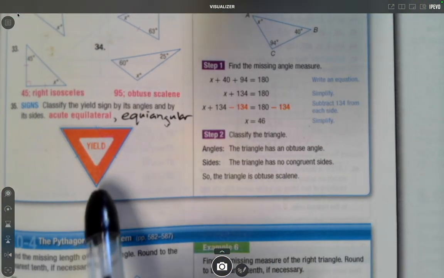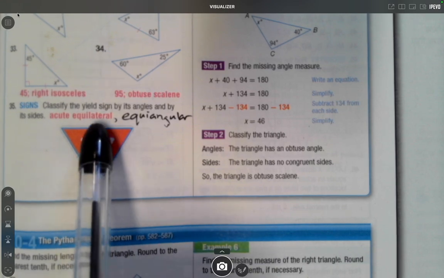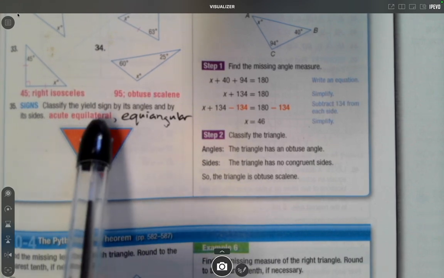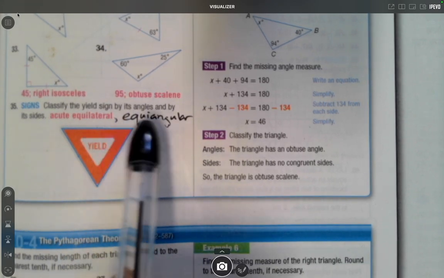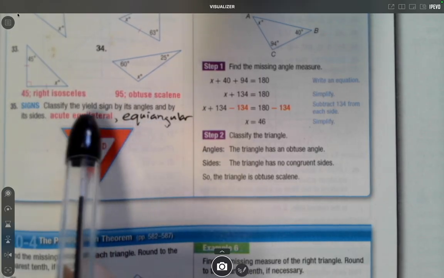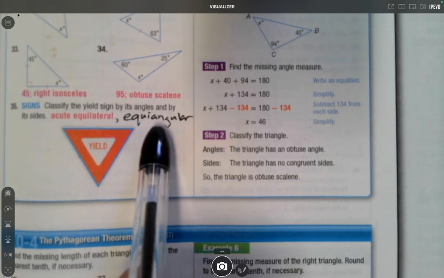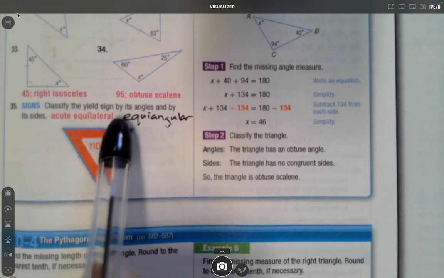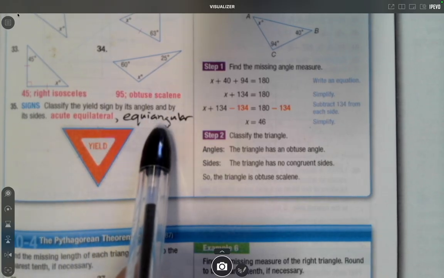35, all the sides are marked as congruent. That means it's equilateral. And these two always go together. If it's equilateral, it's also equiangular, meaning if all the sides are congruent, also all the angles are congruent.